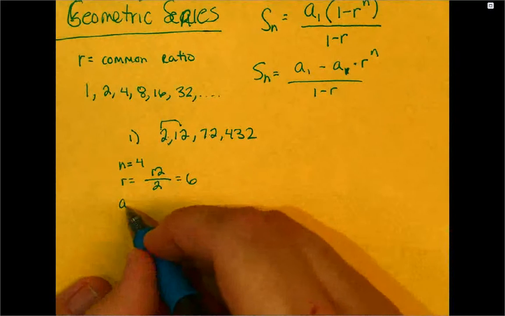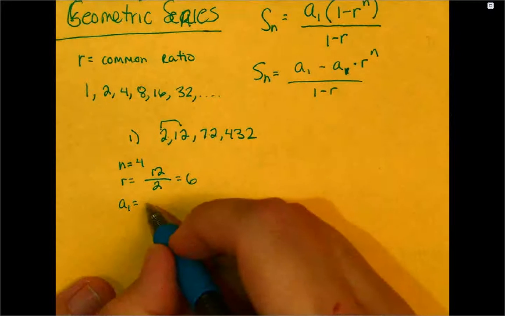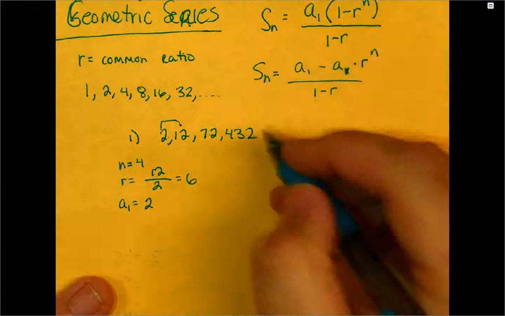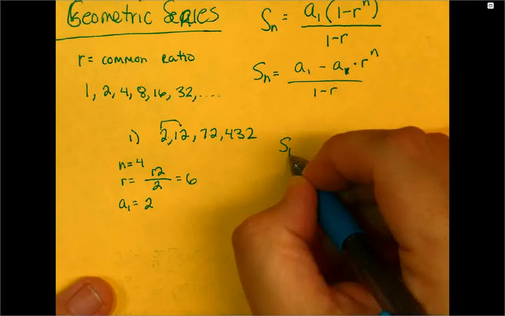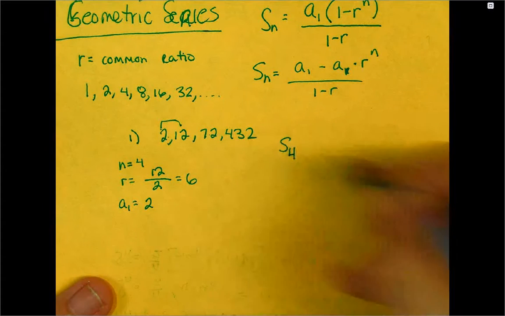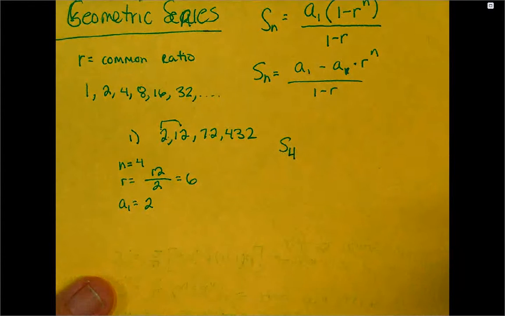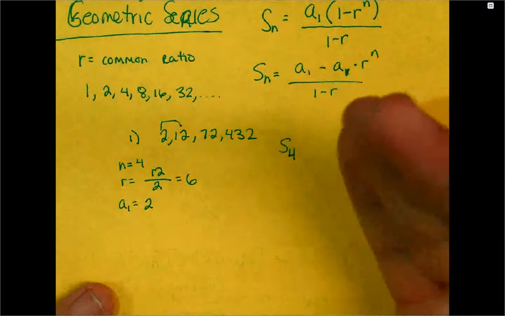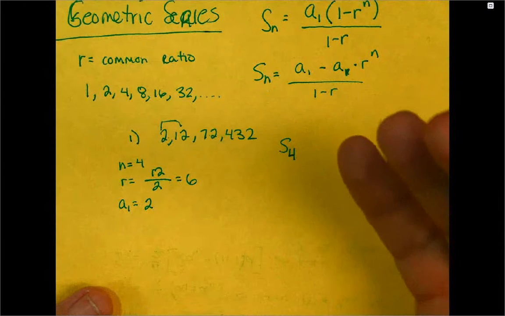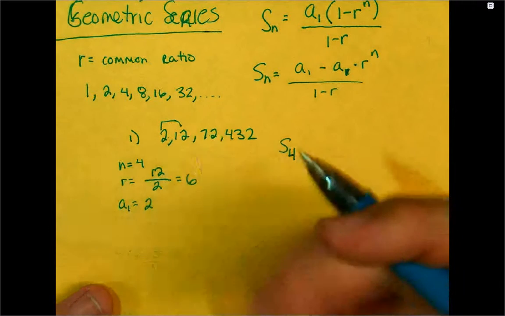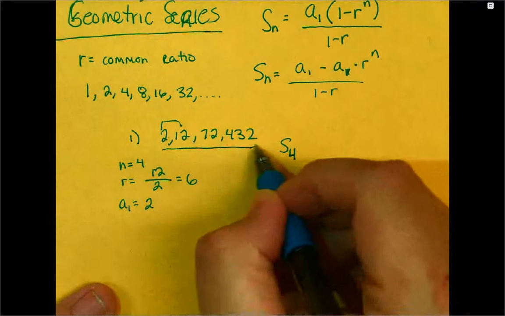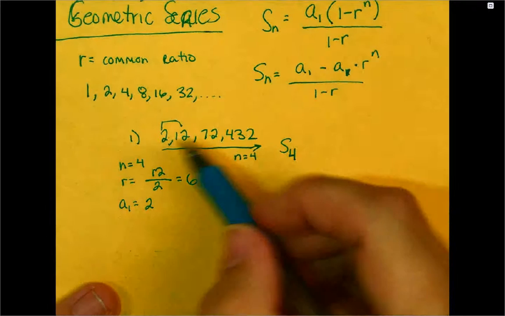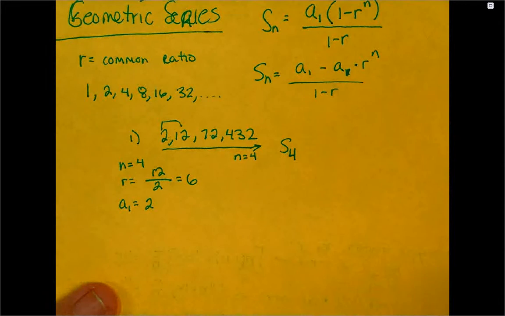Do I know a sub 1? Yeah, it's 2. All right, so now I'm just going to use the formula S sub 4. Because a geometric series goes on forever, we're going to find what we call a finite geometric series, which only goes, this one only goes n equals 4 terms. But if we kept on multiplying by 6, it would go on forever and ever and ever.